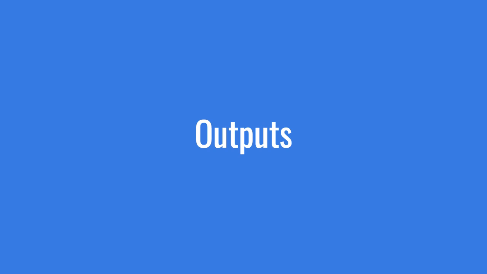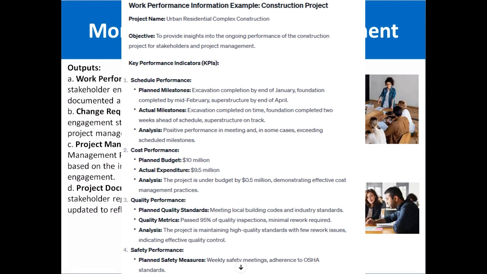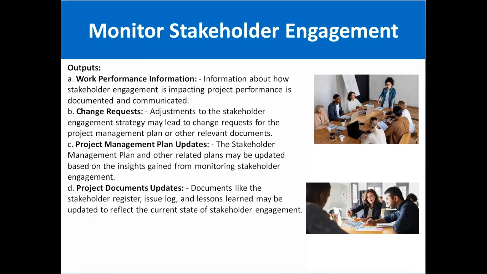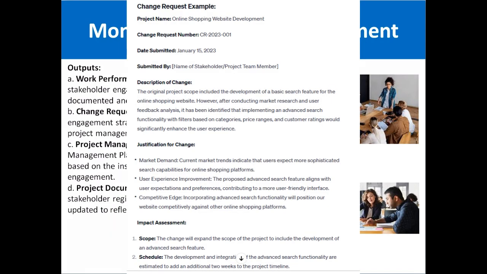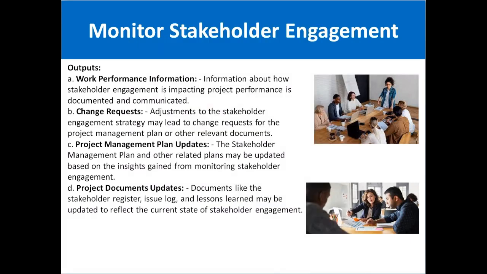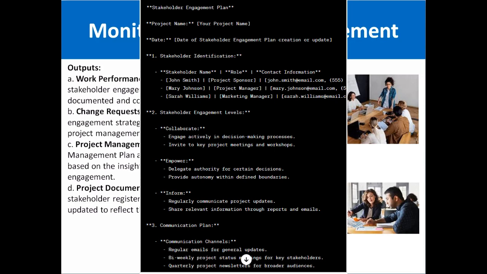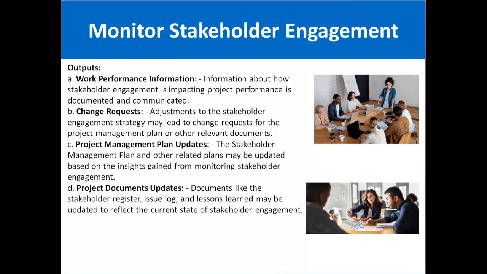Then the outputs. Work performance information, like information about how stakeholder engagement is impacting project performance, is documented and communicated. Change requests means that if any changes are required in the stakeholder engagement strategy, they have to be properly documented and approved accordingly. Project management plan updates means the stakeholder management plan and other related plans may be changed based on the output of this process.